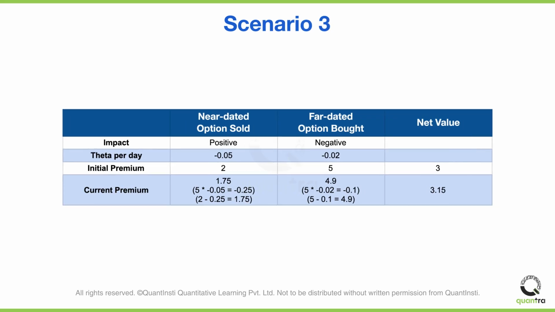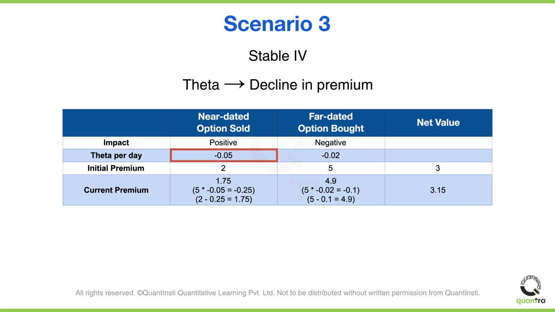What happens when the IV is stable? The spread is not impacted by volatility, but both options experience time decay. Let's say over 5 days, if the volatility remains stable, the theta per day for the near-dated option is minus 0.05, and for the far-dated option is minus 0.02. The near-dated option might decay from $2 to 1.75, and the far-dated option might decay from $5 to 4.9. Therefore, the net impact would be a slight increase in the spread. This tells us that theta by itself does not have a very significant impact on the strategy, it is mostly about the volatility.